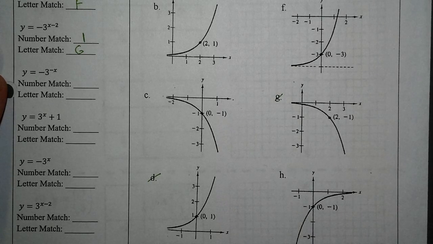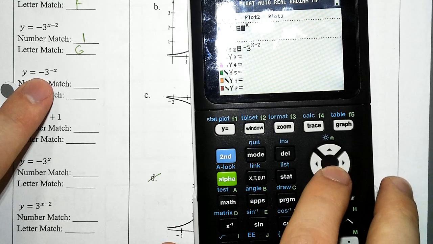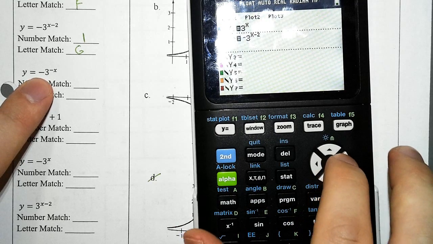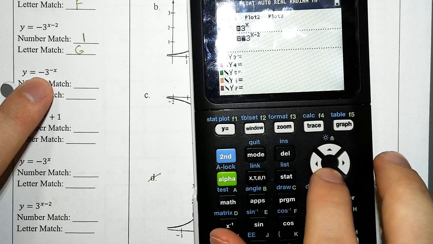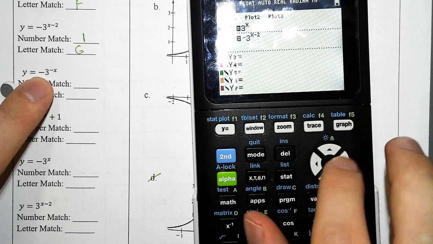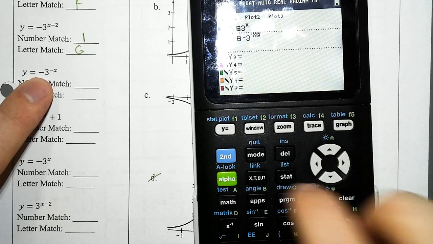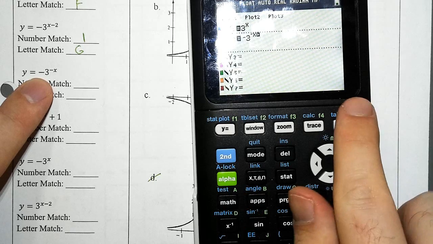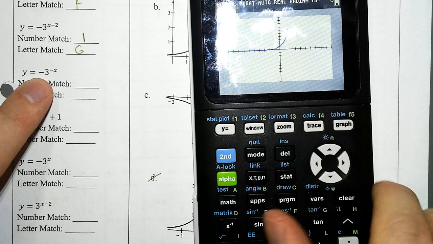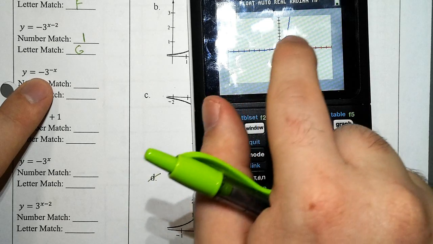All right, so we're on our third one, or sorry, our fourth one. Now we need to type in -3, and this one's going to be to the negative x. So I'm going to go up here and erase that and type in -x. Let's hit graph, let's see what happens. So there's our red line.